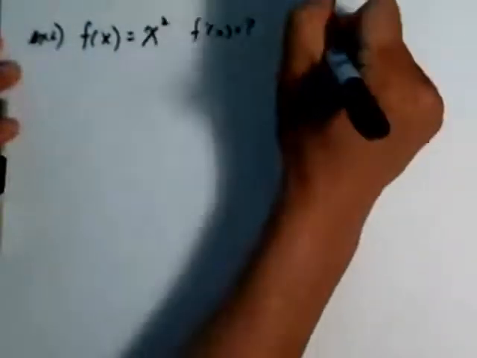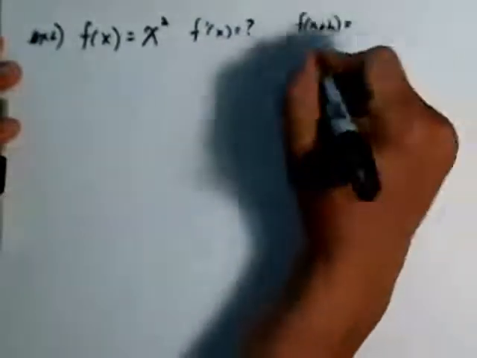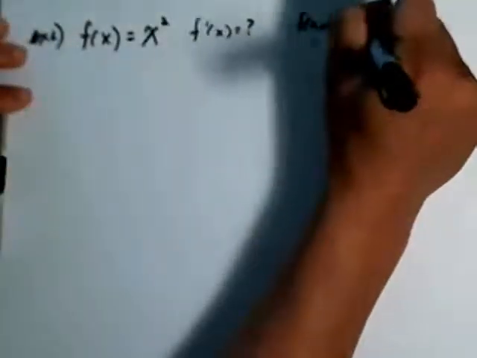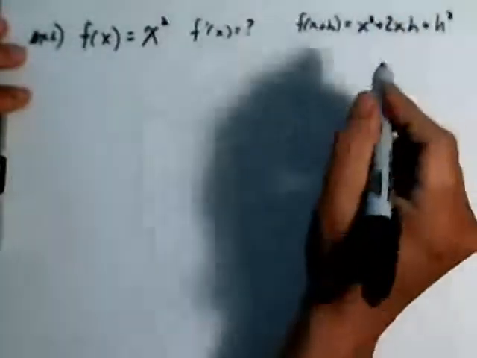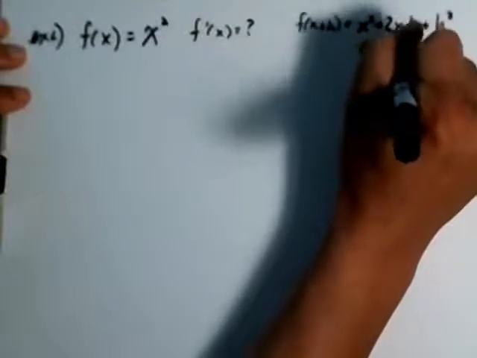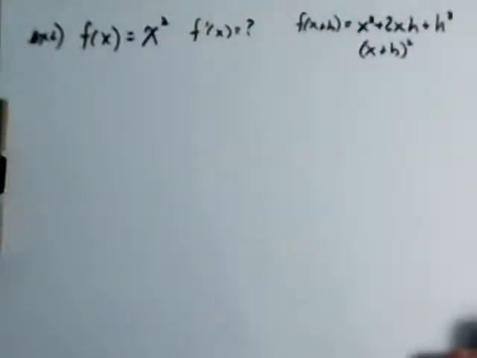Before we do that though, always write down f of x plus h. F of x plus h, we plug it into this equation. X plus h in here, you end up with x squared plus 2xh plus h squared. Don't forget that was supposed to be x plus h quantity squared, and that's what it comes out to when you distribute that out.